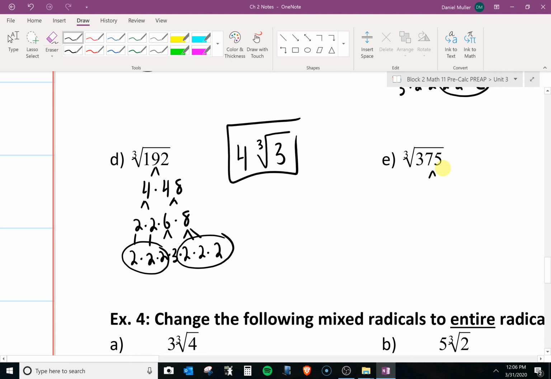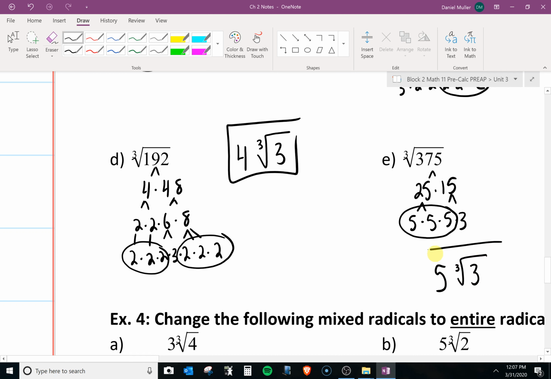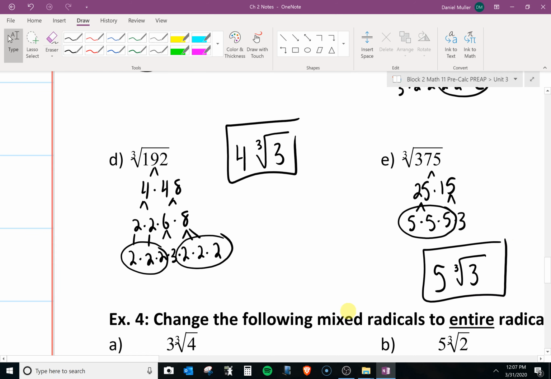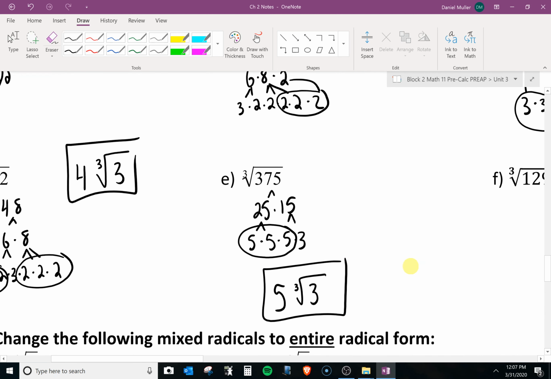Now we have 375, that can be broken up to 25 and 15. Okay, well 25 can go 5 and 5. And the 15 can go 5 and 3. And that's it. So it looks like I have a group of 5s. And then just a 3 left over. So there's a 5 on the outside. And a 3 left over. And then I have the little cube root symbol. And now that has been fully reduced into a mixed radical.